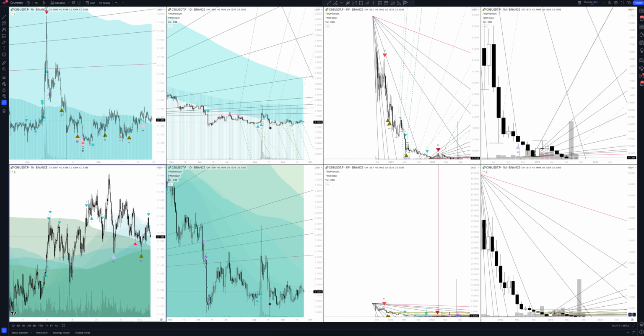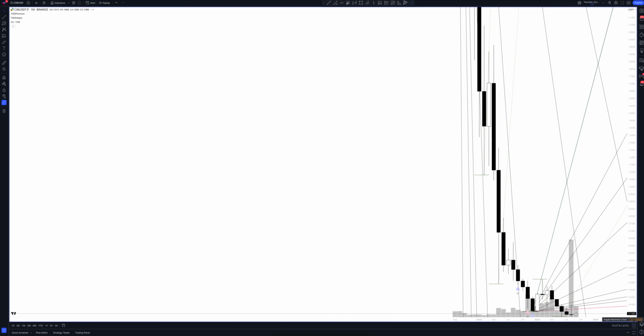Today we will take a look at C98 cryptocurrency. Let's analyze the market situation and find out how you can make money on it. Let's start. We always start our analysis from the global market.